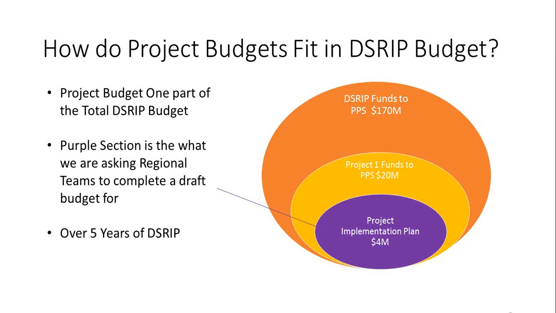And that needs to fit into the next circle, or oval I should say, is what do we expect, we as a PPS, what do we expect the total budget into that project? So just to clarify, in this example, I'm showing Project 1 funds or budgeting of $20 million, but yet the project implementation costs are only 4. So what's that difference? What's the other $16 million in this example?